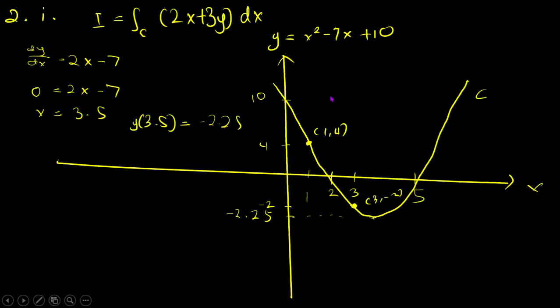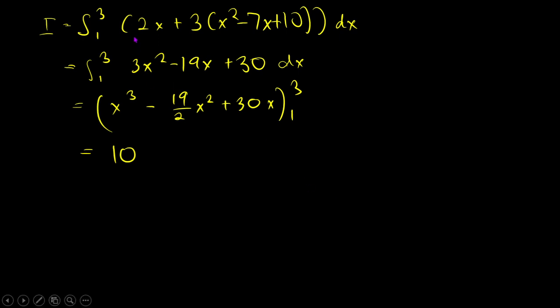And then for the second question, it is a line integral of x plus 3y along the curve y equals x minus 2 times x minus 5. First of all, we need to sketch the curve. The curve looks like this. It's a quadratic equation. Then we need to find the boundary, which is from 1 to 3 in terms of the x-axis, and then substitute y in terms of x. We already set the boundary, and then perform the integration, and we'll get 10.